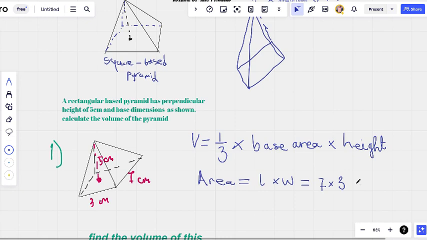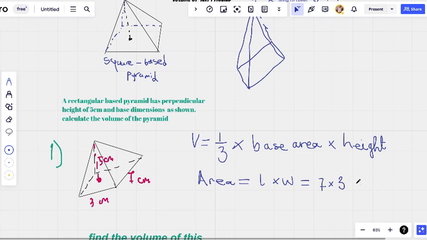Okay, so at every point in time, you have to find the area of the base of the pyramid. After you found the area of the base of the pyramid, you can calculate the volume of the pyramid. Now, the volume of the pyramid in this regard is equal to 1 over 3 multiplied by the area.